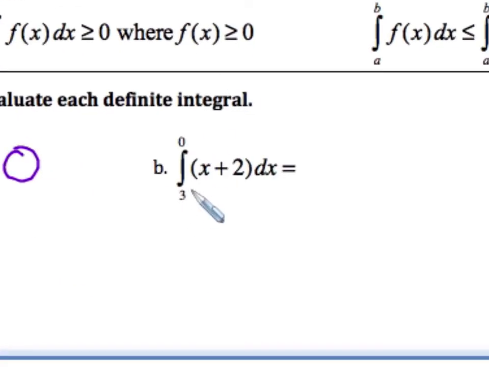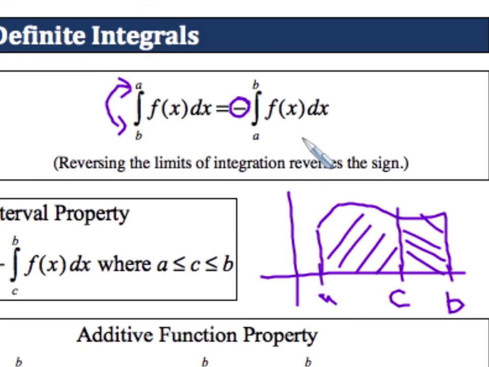In our next one, we have the definite integral from 3 to 0 of x plus 2 dx. Now always be careful when your lower limit of integration is actually a bigger number than your upper limit of integration. What this is going to mean is we're actually going to be reversing the sign.